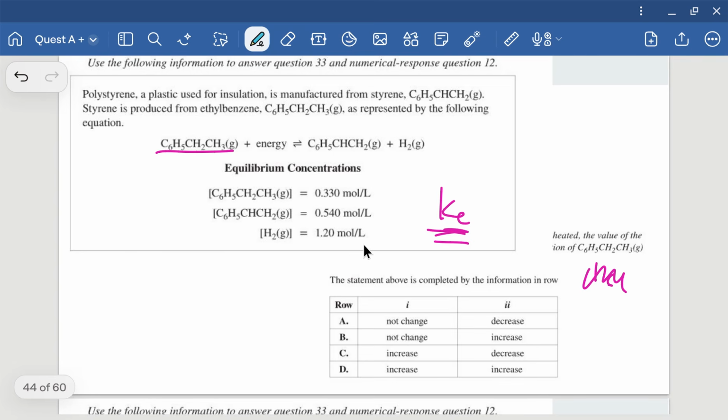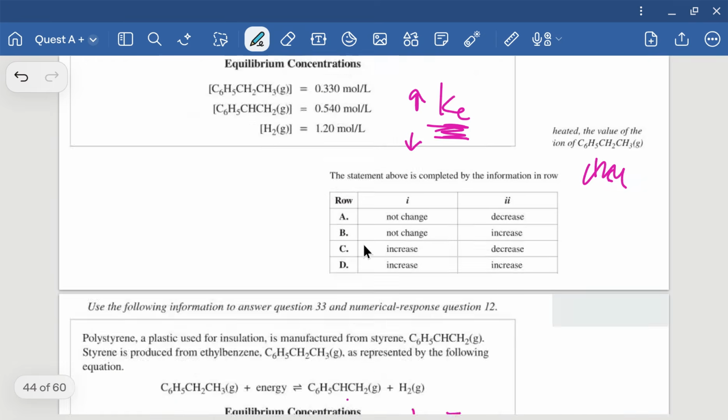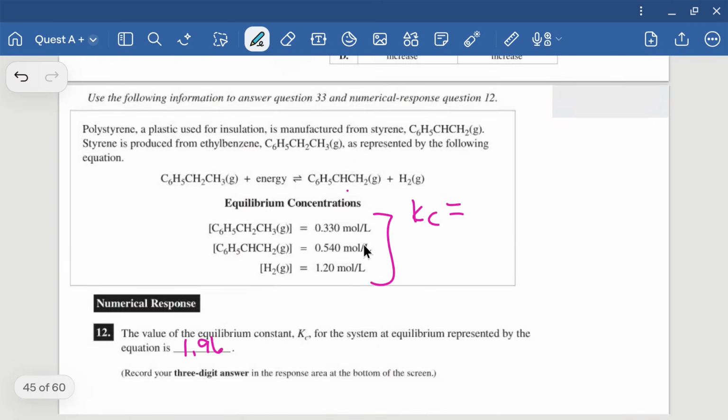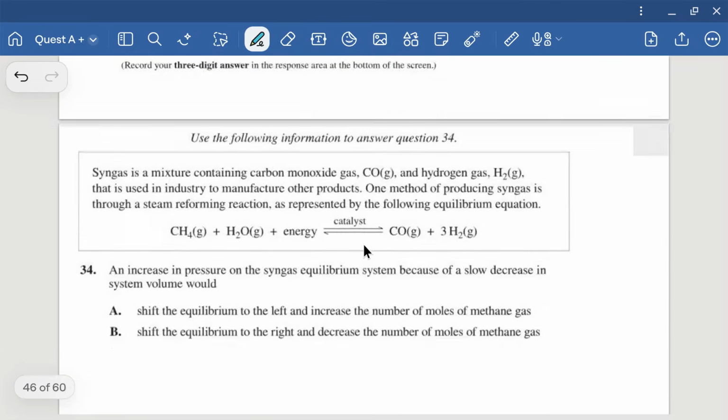If it is a temperature change, in this case, if you add in energy and you shift to the right, Kc will increase. If you cool this down and you shift to the left, Kc will decrease. So if you get more products, Kc increases. If you get less products, Kc decreases. And if it's not a temperature change, Kc stays the same.